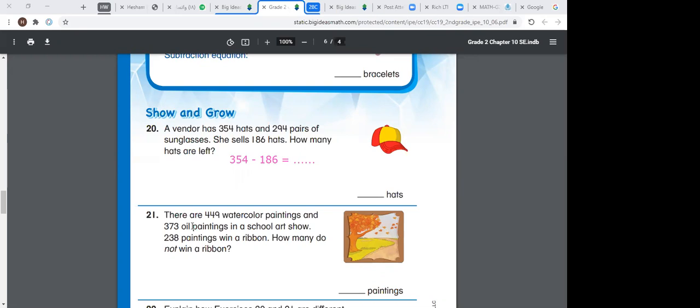There are 449 watercolor paintings and 373 oil paintings in a school art show. 238 paintings win a ribbon. How many don't win a ribbon? Okay, in this question, grade 2, you have to get the total number of the paintings. So firstly, get 449 plus 373. After that, subtract 238 from the answer, from the sum of 449 and 373.